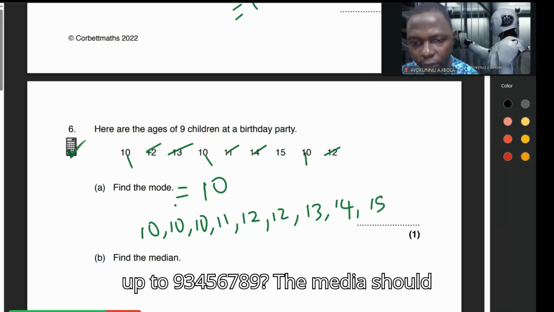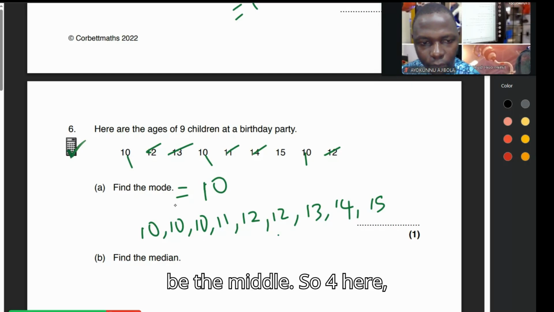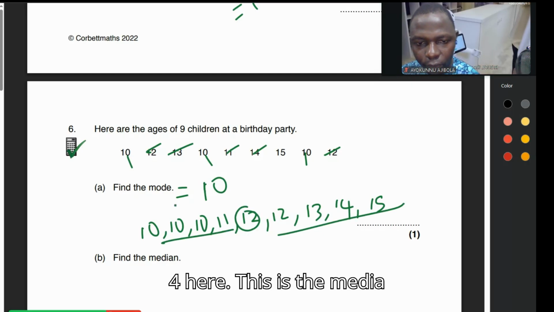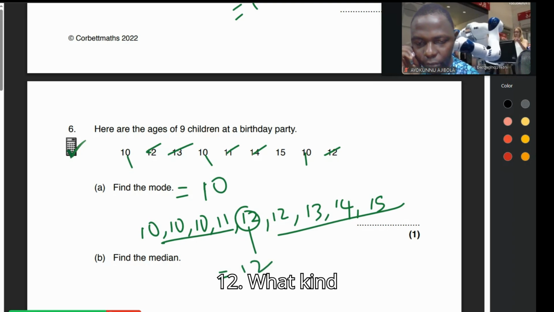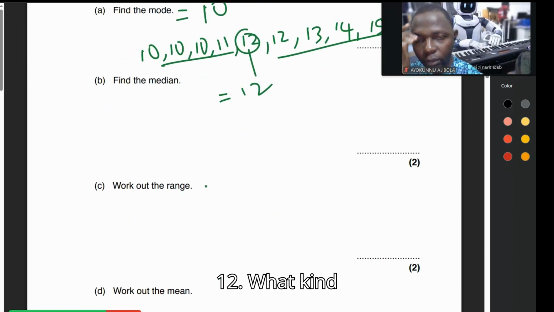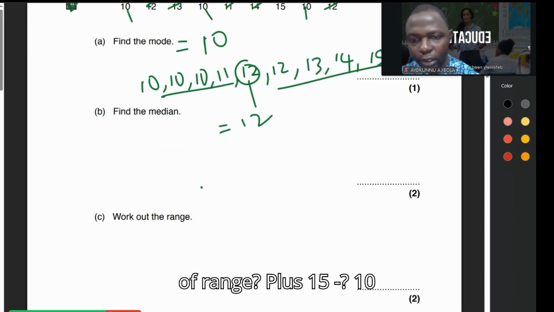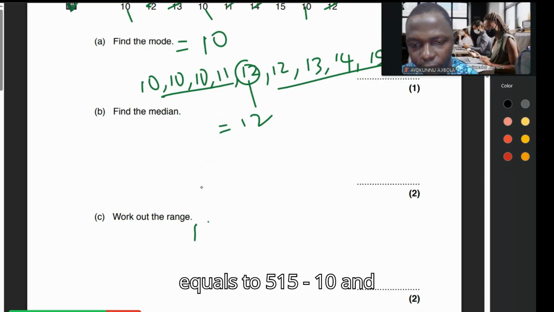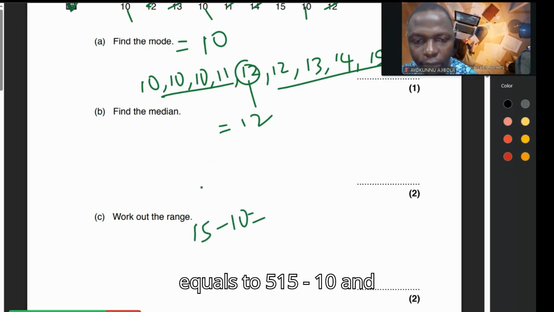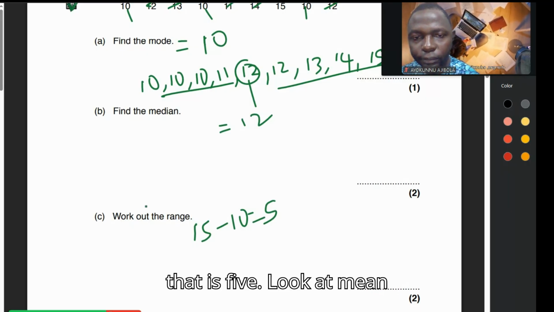So is it up to 9? 3, 4, 5, 6, 7, 8, 9. The median should be the middle. So 4 here, 4 here. This is the median, equals 12. Look at the range. That's 15 minus 10, which equals 5.